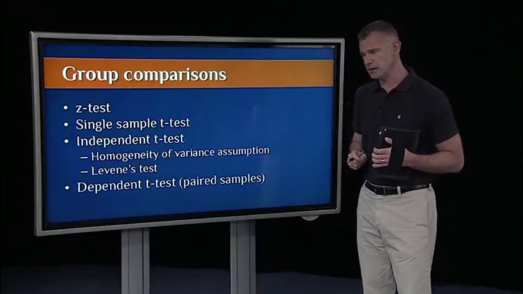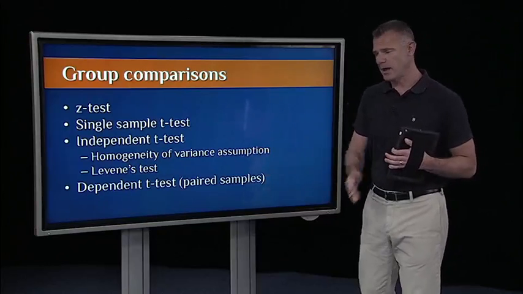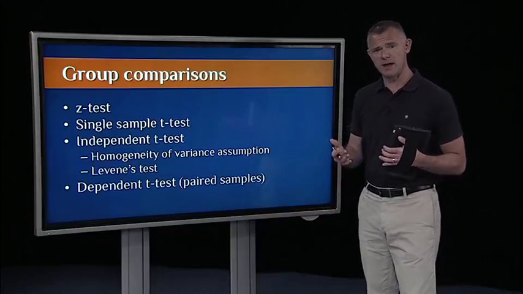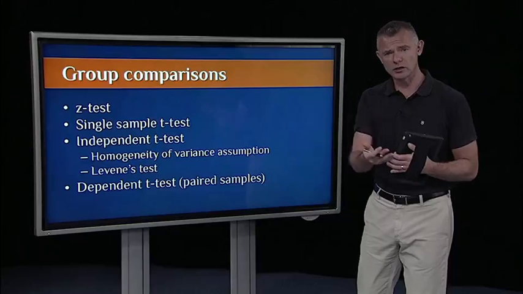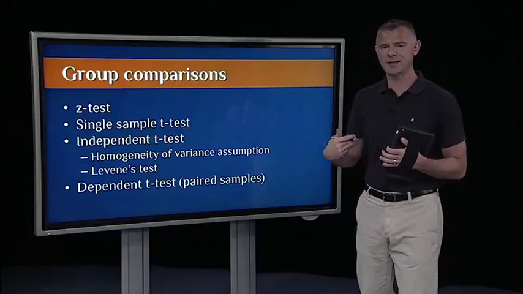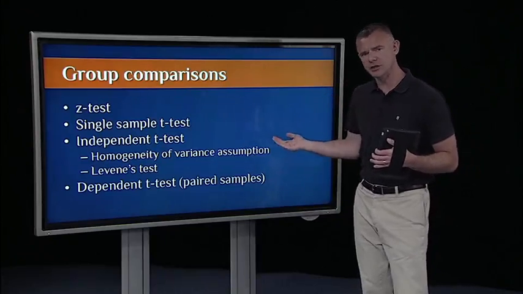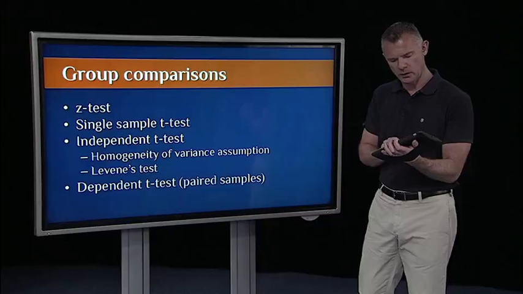Remember, the independent t had this assumption of homogeneity of variance. We tested that through the Levene's test. If it was violated, then we applied Welch's procedure to adjust the degrees of freedom, which protects us against that inflation of type 1 error that comes along with the violation of homogeneity of variance.